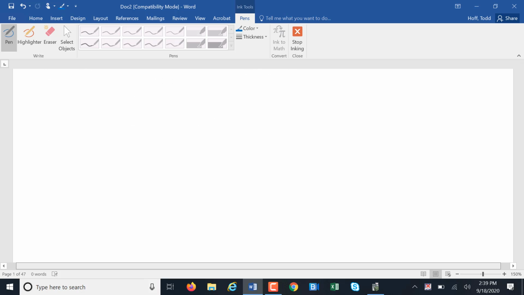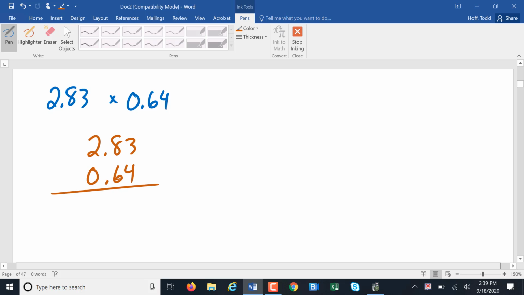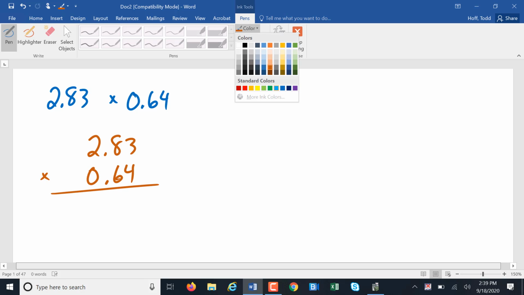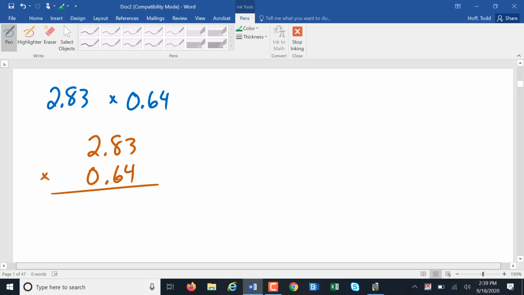So let's look at multiplication. Let's do 2.83 times 0.64. Now we don't need to line up the decimal points. In this one, they just happen to line up for us, but it doesn't matter. We're going to completely ignore those decimal points as we do our multiplication.